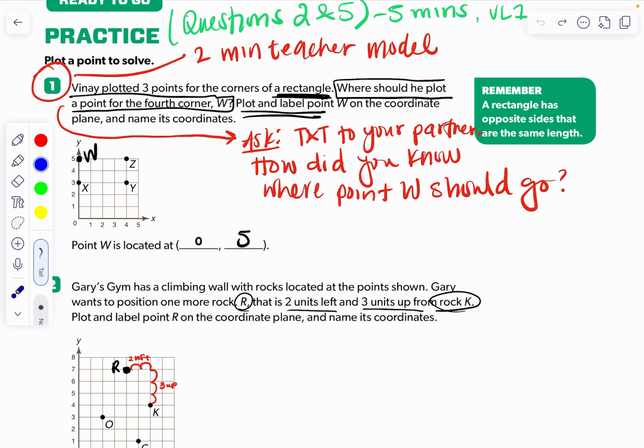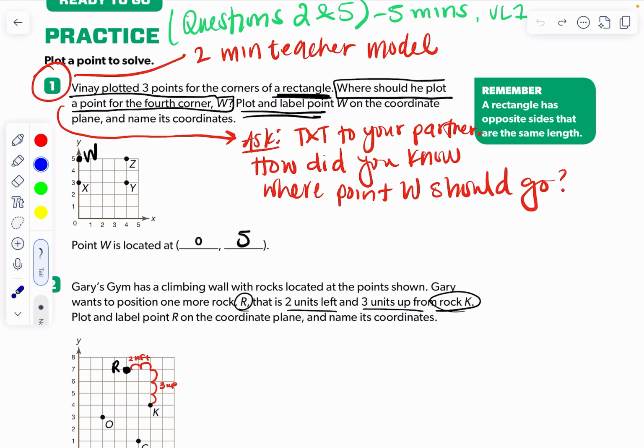So in having 3 points, students should be able to say, okay, well, I'm connecting these points. If I were to close my shape, my rectangle would look like this. Then the second question would be, based on your rectangle, how would we know where point W should go? What point would that be? Now, kids should be sparring. Most kids should be able to say 0,5.